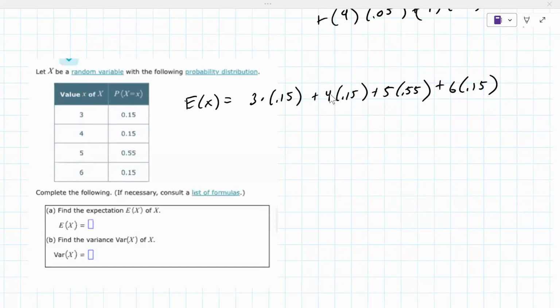3 times 0.15, 4 times 0.15. You don't have to put the zero in, by the way. I noticed you were doing that earlier. 5 times 0.55, 6 times 0.15. It looks the same. I don't know.